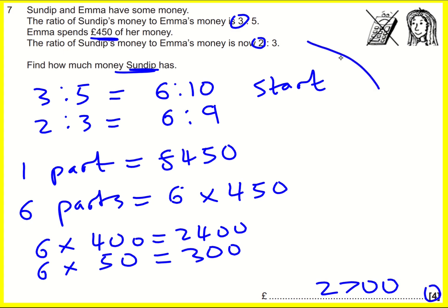I think this is quite a tricky ratio question. You really have to have a good understanding of what's going on. This is absolutely crucial. Are there other ways of doing it? I'm sure there are, but I think this is the simplest way to solve this problem.